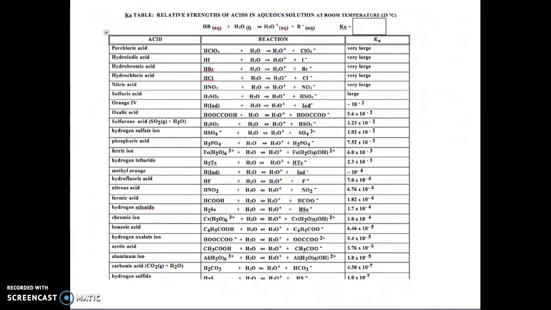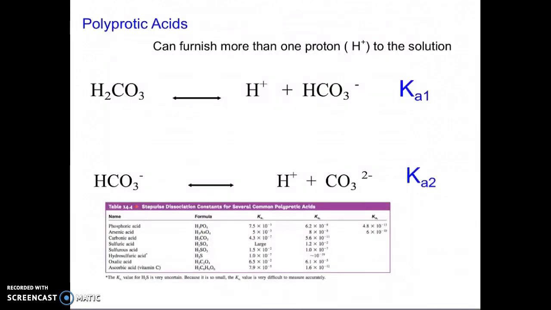But also, in this table, it is just showing the first protonation of the acid, okay? And here that's kind of a fun word, protonation. Protonation means how many protons will be dissociated in the fact that it's dissolved in water. And the thing about acids is that they will protonate, and some acids can furnish more than one proton to the solution. And for that reason, we call it a polyprotic acid. Poly meaning more than one.